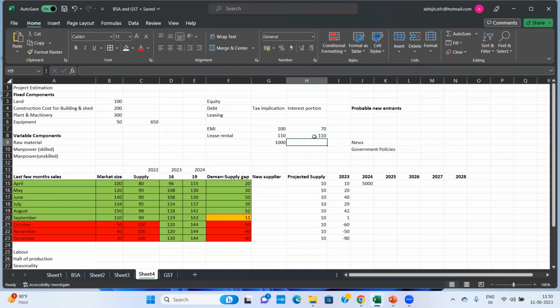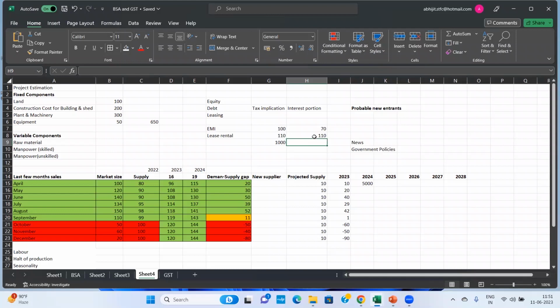No, how can you capitalize lease rental? You cannot capitalize lease rental, Bharat. It is lease rental. It's an expense. What is the principal portion in lease rental? It's an expense for you. Out of 170 is interest. I understand. So 70 is tax free.